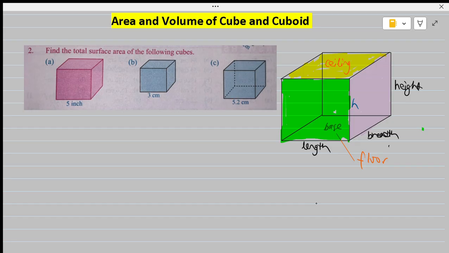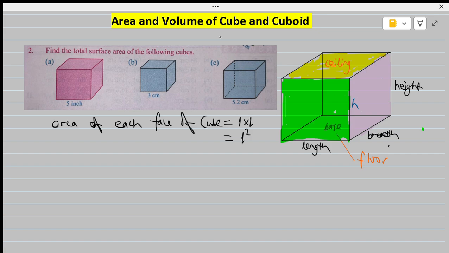So in a cube, there are 6 faces in total, and all 6 faces are squares, is it? So here the area of one face of the cube, or you may say each face, the area of each face of the cube, that is L into B. When you do L into L, you get, is it? So length, breadth, height, all three are the same in a cube, so all three you can denote by L. So L into B, instead of that we say here L into L, and we get L square.